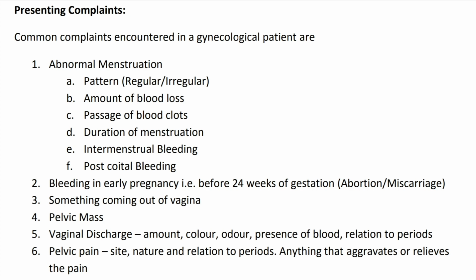And number two, we have bleeding in early pregnancy. This is usually an indication of miscarriage if it occurs before 24 weeks of gestation. Number three, something coming out of the vagina. It can be an indication of pelvic prolapse. Number four, any pelvic mass.